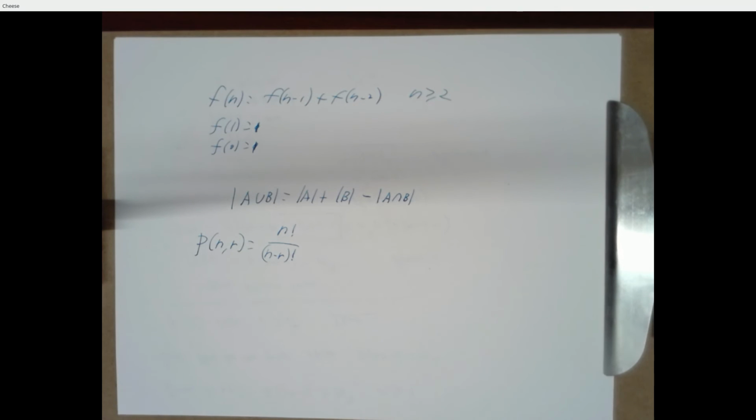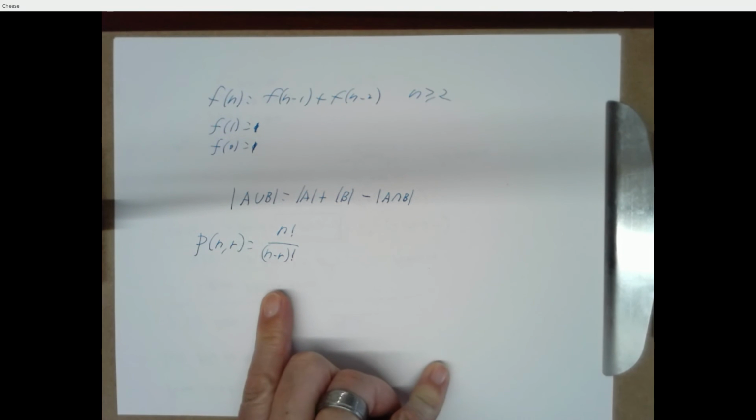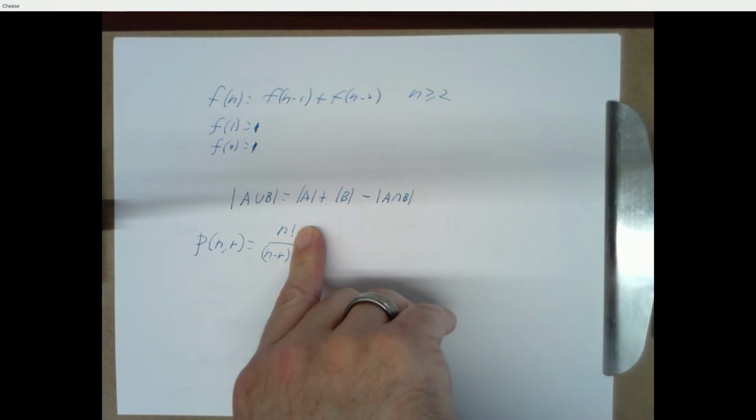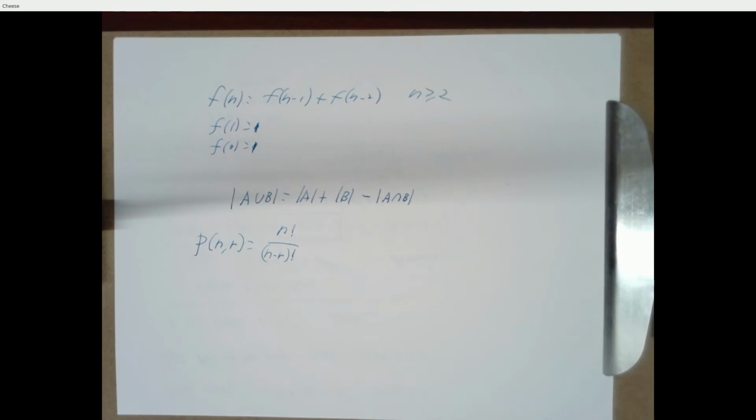So the number of ways to choose r things from n objects where you care about the order is n factorial over n minus r factorial. And it's basically saying there's n ways to choose the first object, there's n minus 1 ways to choose the second, and so on, down to n minus r plus 1 to choose the last object. And that turns out to be like this.